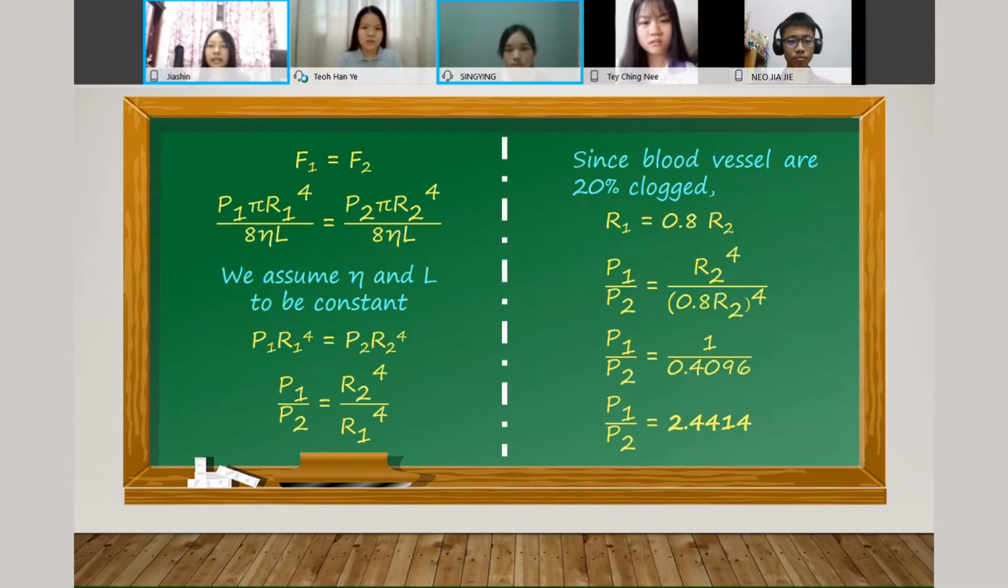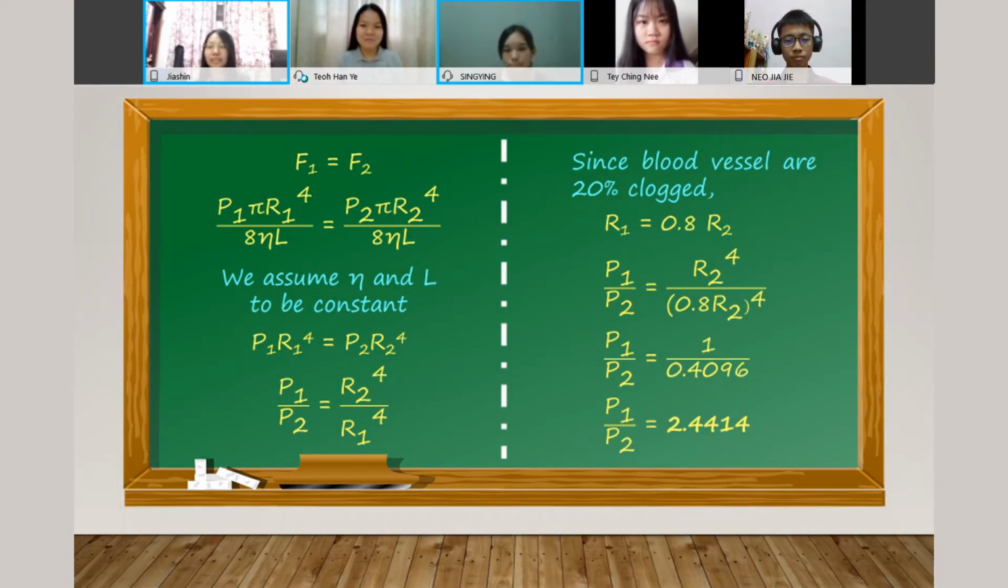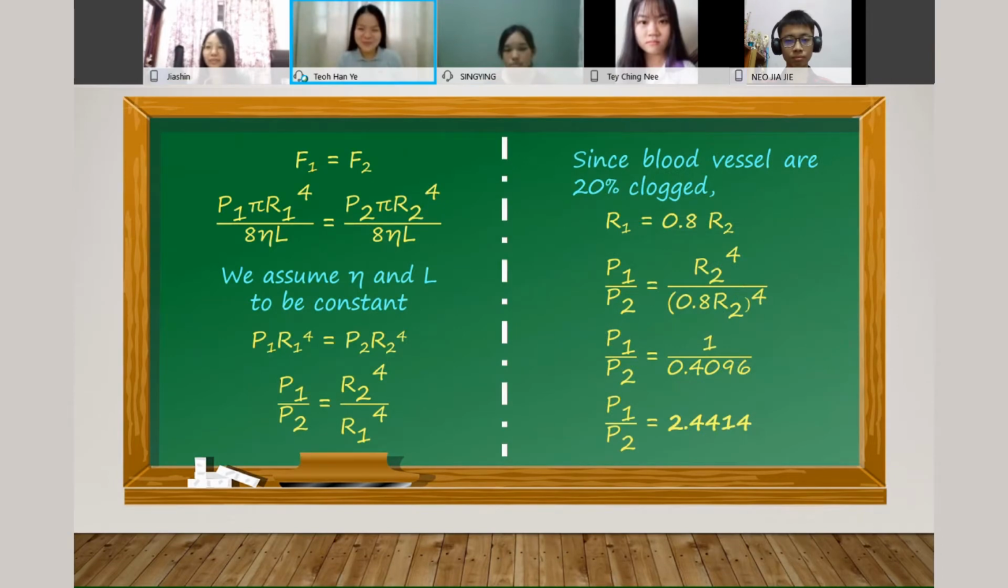And we apply the Poiseuille's law that I mentioned just now. We assume eta and L to be constant. We can get P1 R1 power 4 is equal to P2 R2 power 4. Since the blood vessels are 20% closed, R1 is equal to 0.8 R2. And we apply it into the formula just now. P1 divided by P2 is equal to R2 power 4 divided by 0.8 R2 power 4. And we can get the answer P1 divided by P2 is equal to 2.4414.